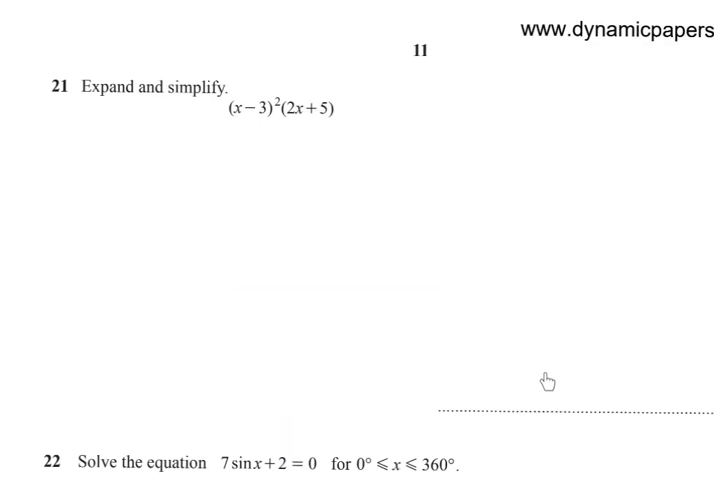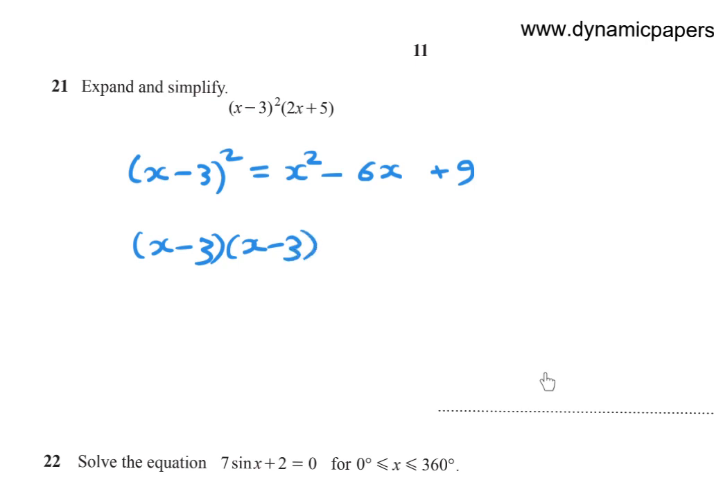21, expand and simplify. (x minus 3) squared times (2x plus 5). We can expand (x minus 3) all squared first. X times x equals x squared. Negative 3 times negative 3, positive 9. And 2 multiply negative 3 multiply x, or you can write negative first, and 2 multiply 3, 6. 6 times x equals 6x. Or you can expand this one by repeating the bracket, (x minus 3) times (x minus 3). You get the same answer.